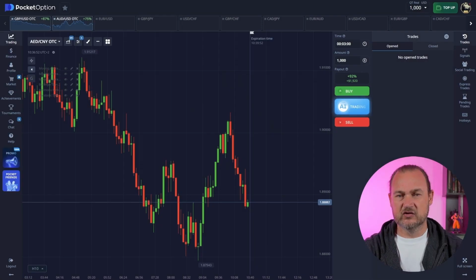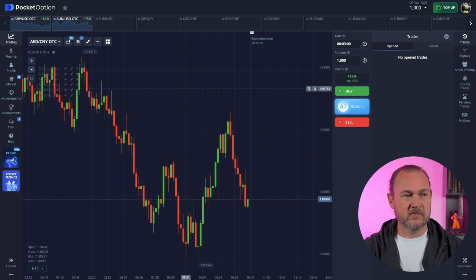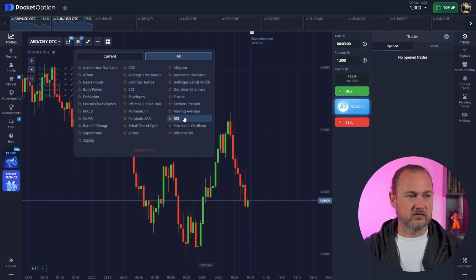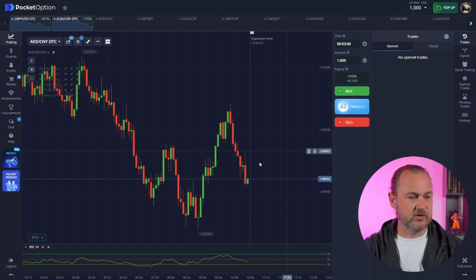Okay, let's have a look at the first indicator. It is a very popular indicator and one of my favorites, but so often I see people using it the wrong way. We're going to have a look at the RSI first. So we're going to add that.